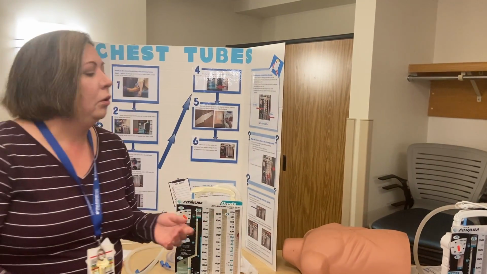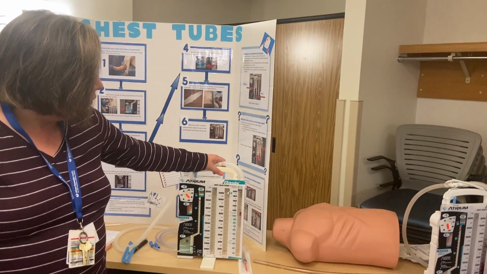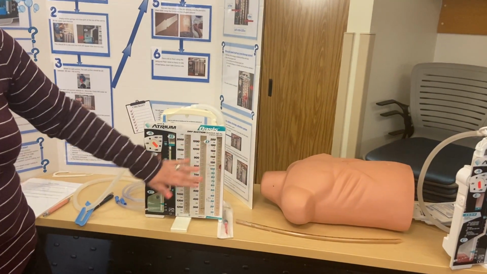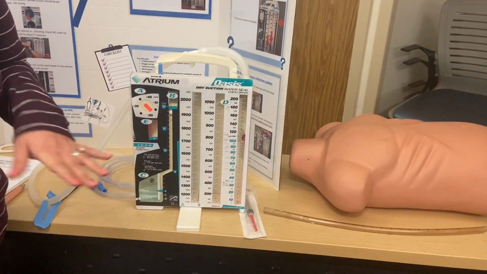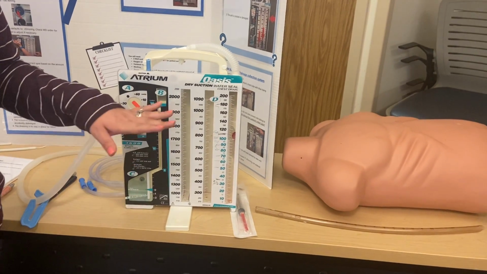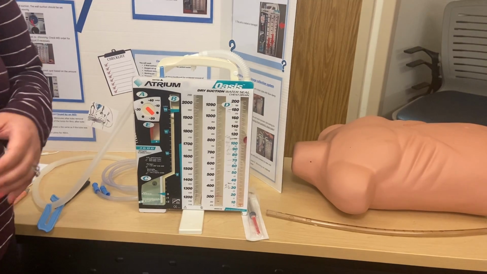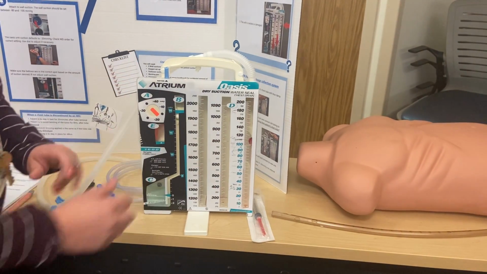Okay, so now on to the actual chest tube drainage system. We usually use a dry suction chest drain here, and we'll explain the difference between dry and wet suction. But basically, when chest tubes were invented, there was a 3-bottle system. So this 3-bottle system is now encased in this canister.